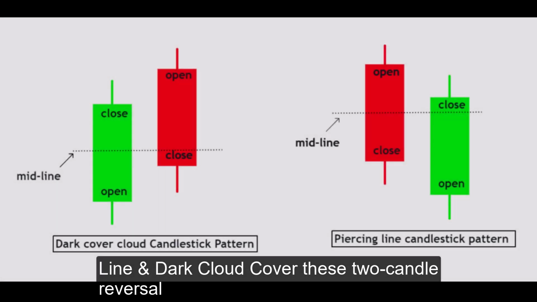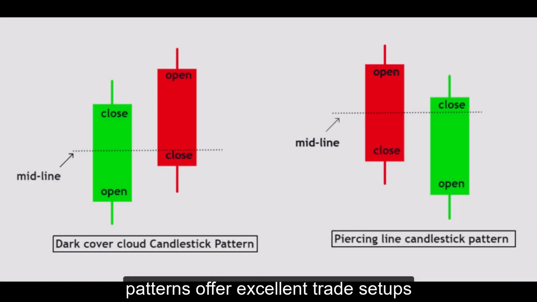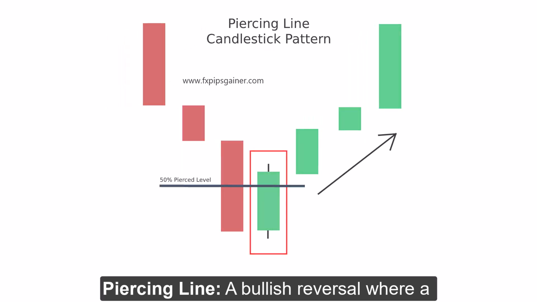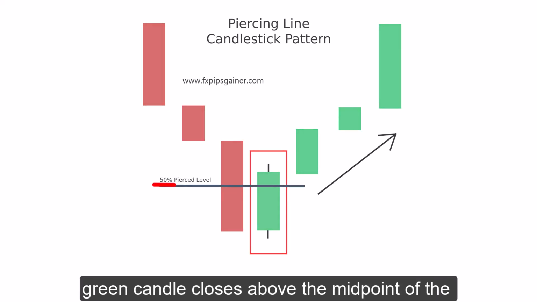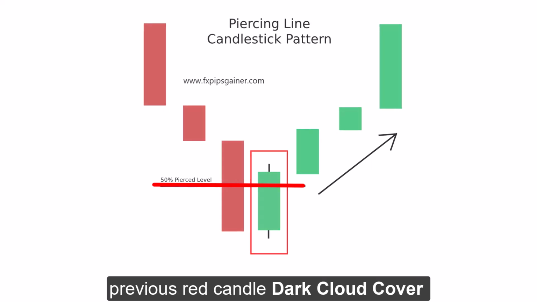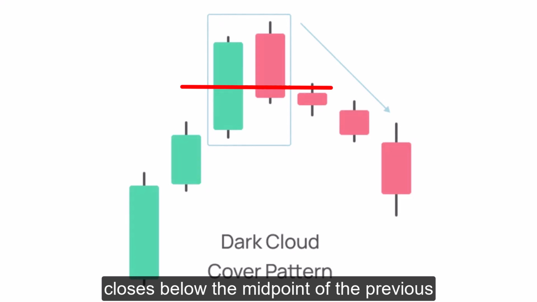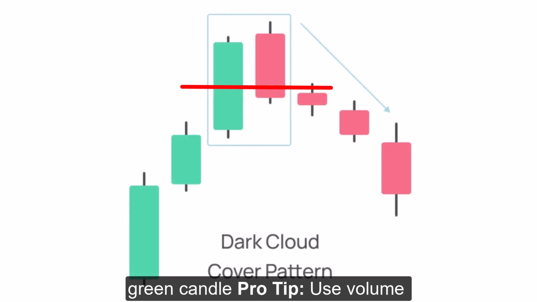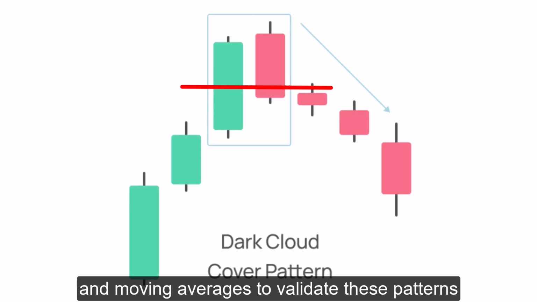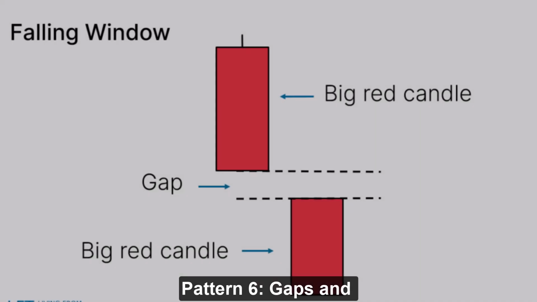Don't go anywhere. Pattern 5. Piercing line and dark cloud cover. These 2 candle reversal patterns offer excellent trade setups. Piercing line: a bullish reversal where a green candle closes above the midpoint of the previous red candle. Dark cloud cover: a bearish reversal where a red candle closes below the midpoint of the previous green candle. Pro tip: use volume and moving averages to validate these patterns.